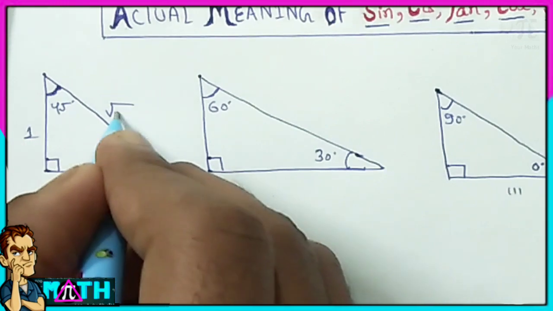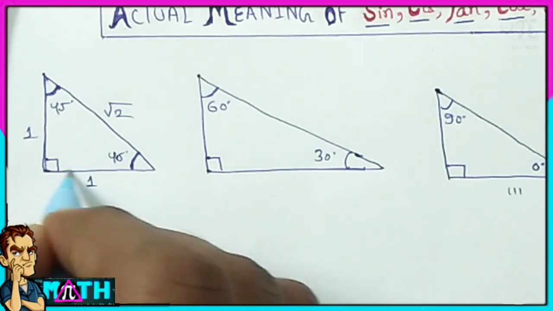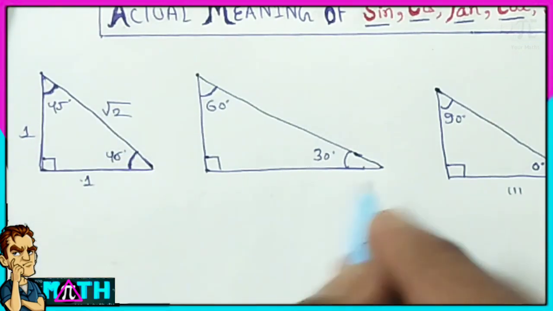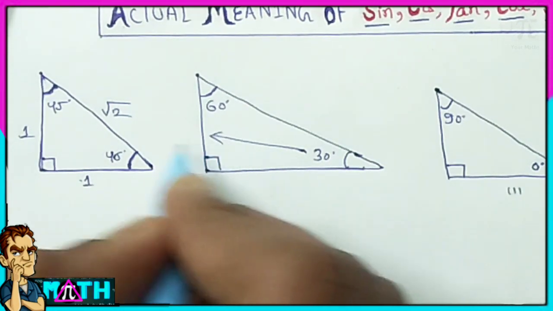It means base is to perpendicular is to hypotenuse ratio is something like 1:1:√2. Remember, it's experimental data and mathematicians noticed that ratio. These ratios can be proved as well, so I will try to prove it in my next video.